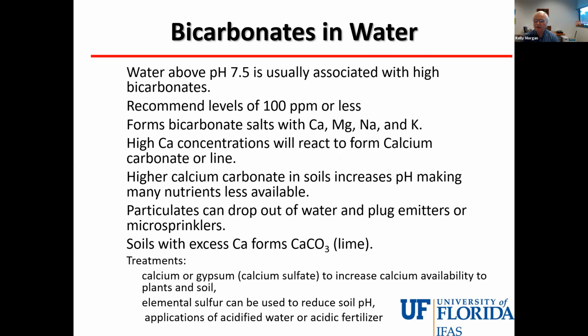If your irrigation water is above 7, and certainly if it's above 7.5, it's usually associated with bicarbonates. You should have your water tested. Recommended levels are typically 100 parts per million of bicarbonates or less if you test your water through a testing lab. The bicarbonate salts are typically calcium, magnesium, sodium, and potassium. So you'll see high bicarbonates, but you'll also see high amounts of these four nutrients in your water.